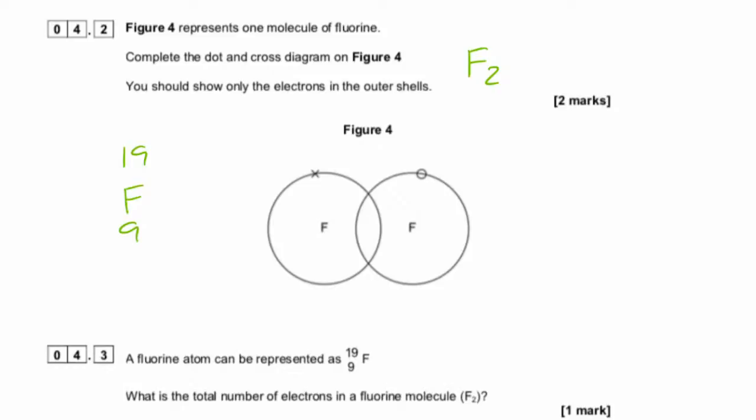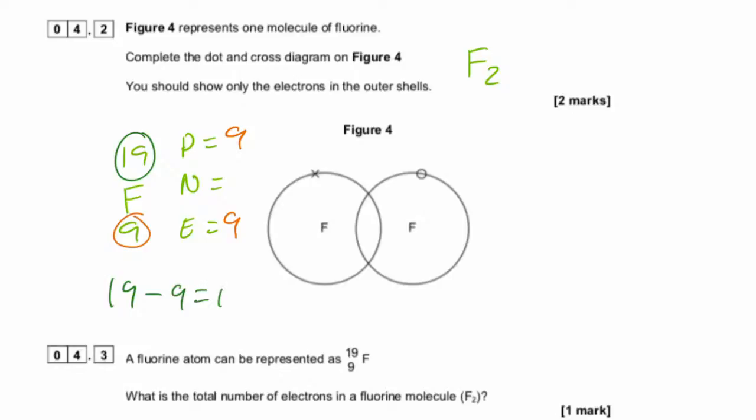What we need to find out now is the number of protons, neutrons, and electrons, or more specifically, we need to know the number of electrons, but we may as well find all of them out. The bottom number, which is the atomic number 9, is going to be the number of protons and also the number of electrons. We work out the number of neutrons by doing the top number, 19, minus the bottom number 9, which gives us 10. So fluorine has 9 protons, 10 neutrons, and 9 electrons.